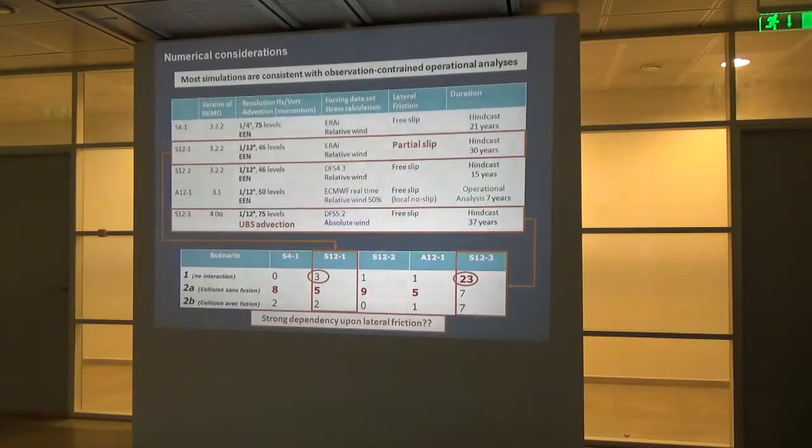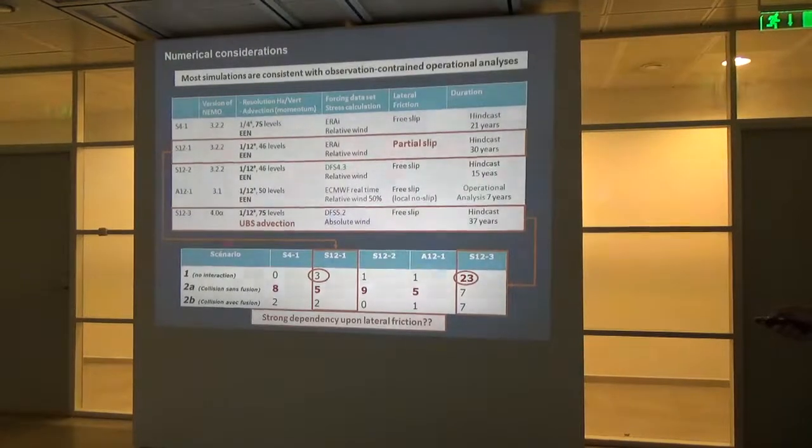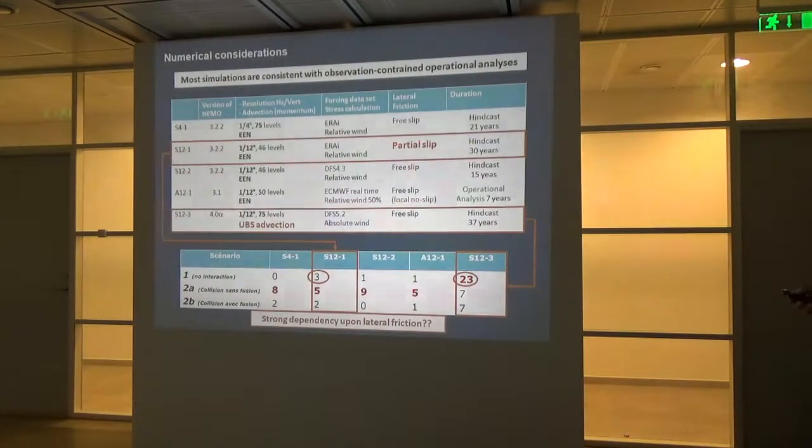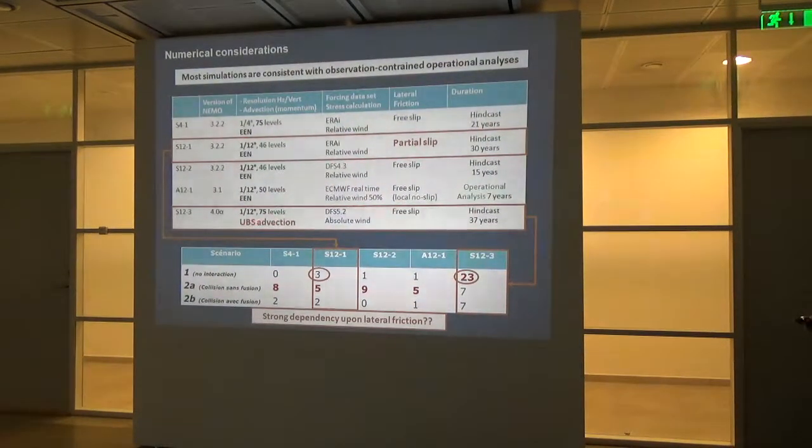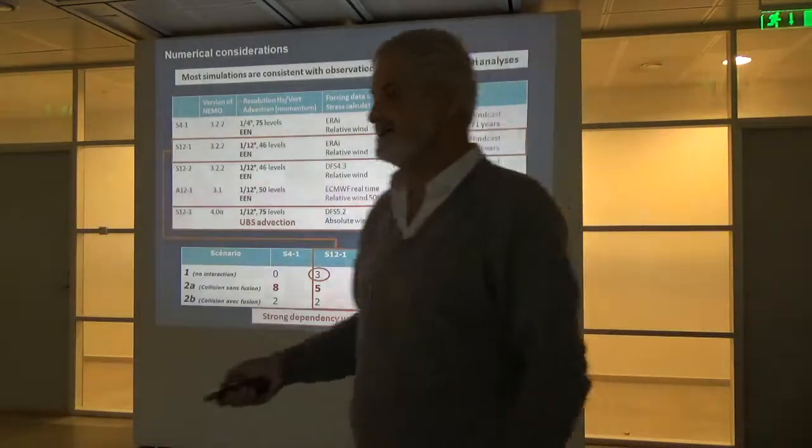There could be a dependency upon lateral friction, because the sidewall boundary condition for that scheme is a little bit like a partial slip boundary condition. So maybe it's the advection scheme, but maybe it's the way the boundary condition in the advection scheme is treated in that model that provides these results. So the next step would be to look at other models.